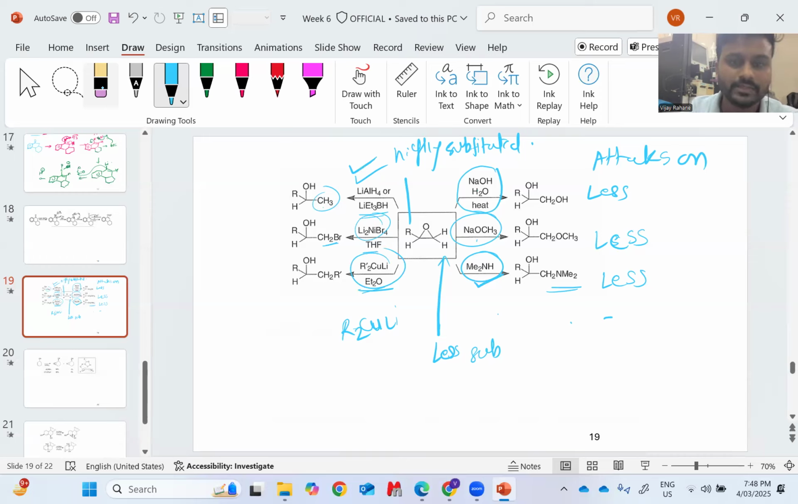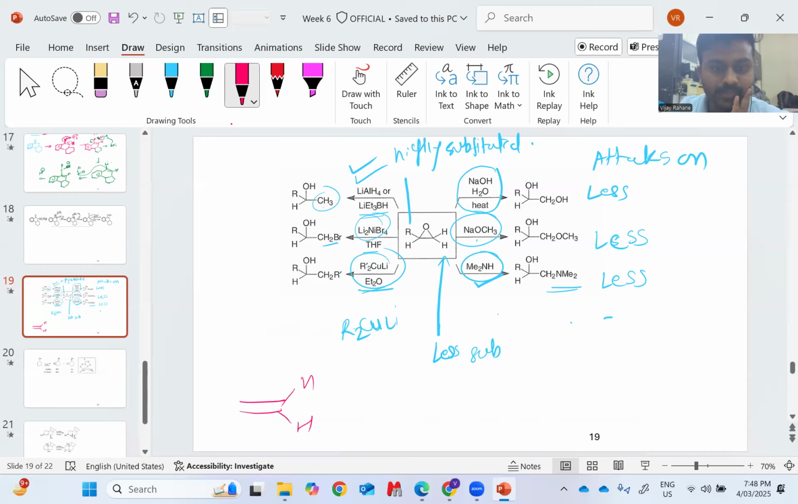There are some other reagents which can favor the attack on the more substituted side, like if you use the acid. So what happens? I will show an exceptional example, from the epoxide. This is the R, H, H, and if you use R dash and R double dash, and here we use acid, so what happens? The protonation occurs across this epoxide, right? So in this case the protonation occurs, and what happens?